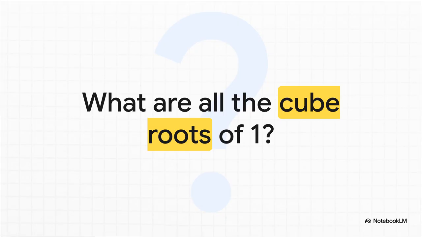What are all the cube roots of 1? Well, we all know that 1 cubed is 1, so, duh, one of the roots is obviously 1. But hang on. The fundamental theorem of algebra tells us that a cubic equation should have 3 solutions. So where are the other 2?